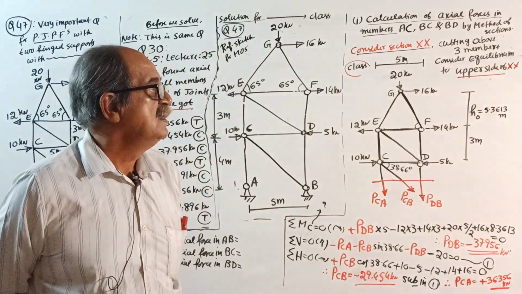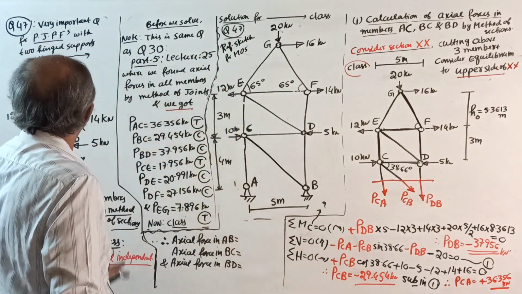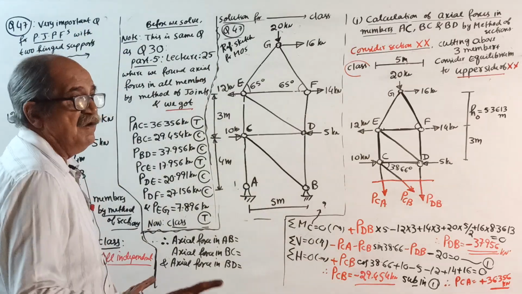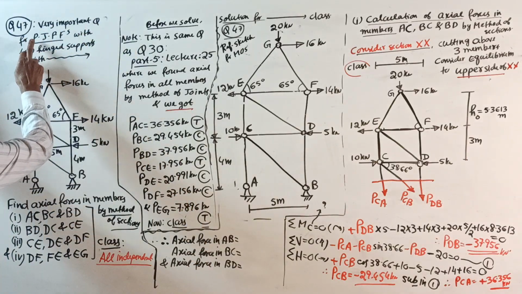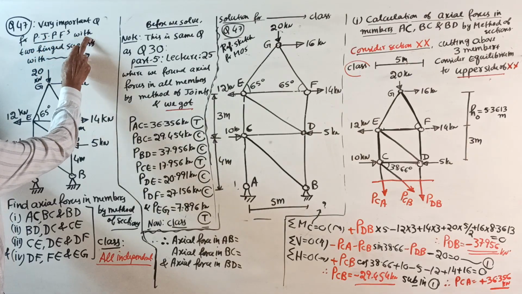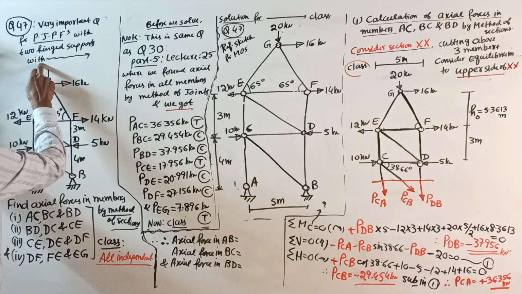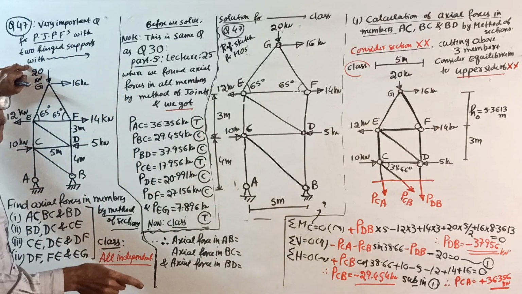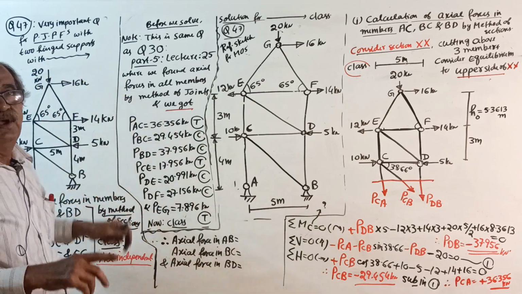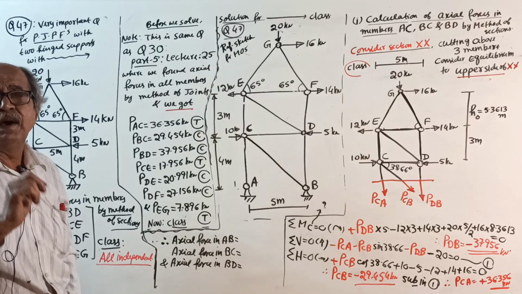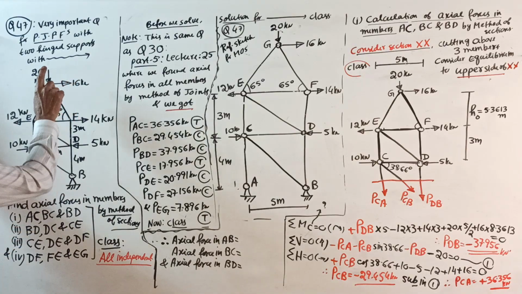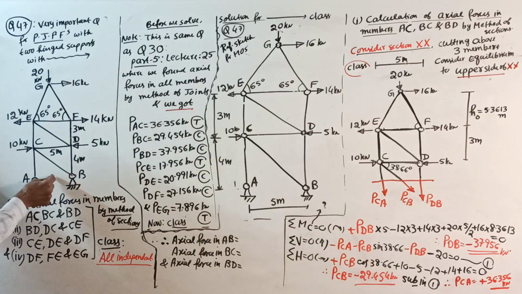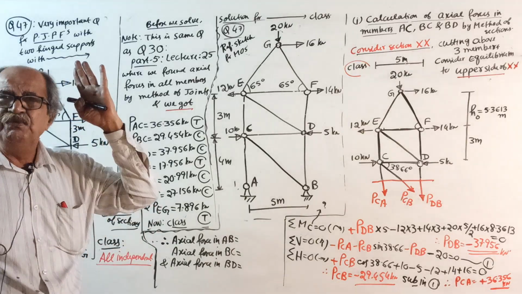Welcome to all. Today, question number 47. A very important question for pin jointed plane frames with two hinged supports, with only one member connected to one of the hinges, and no member connecting the two hinges. I told all the principles earlier, everything is over.